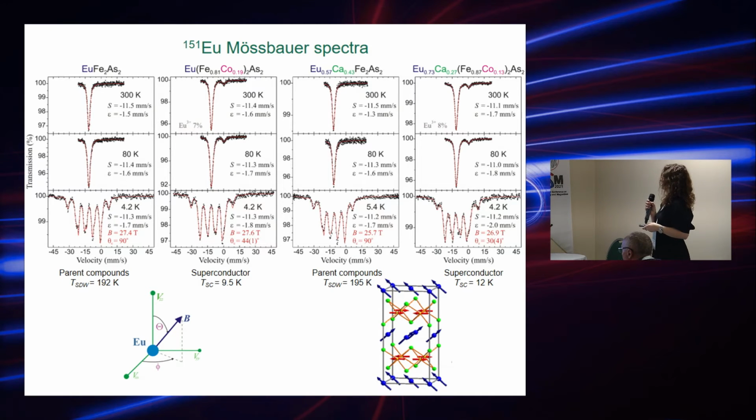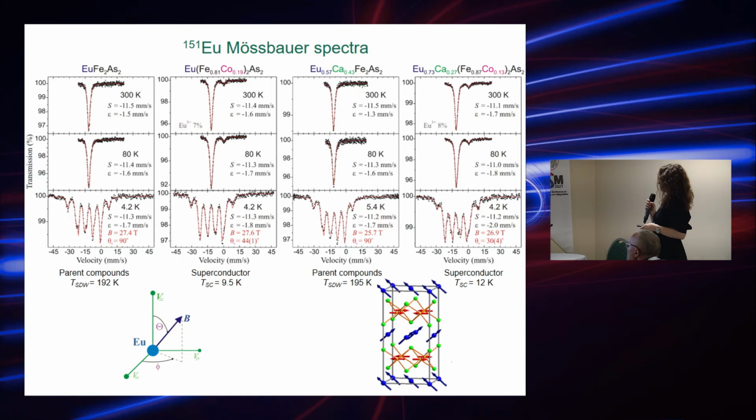Now we can go to europium-151 Mossbauer spectra for the parent compound and two superconductors. What is especially interesting is that in our superconductors we observe a small contribution due to europium 3+. Here we have 7% and here we have 8% of europium 3+. And the most interesting results are at low temperature.